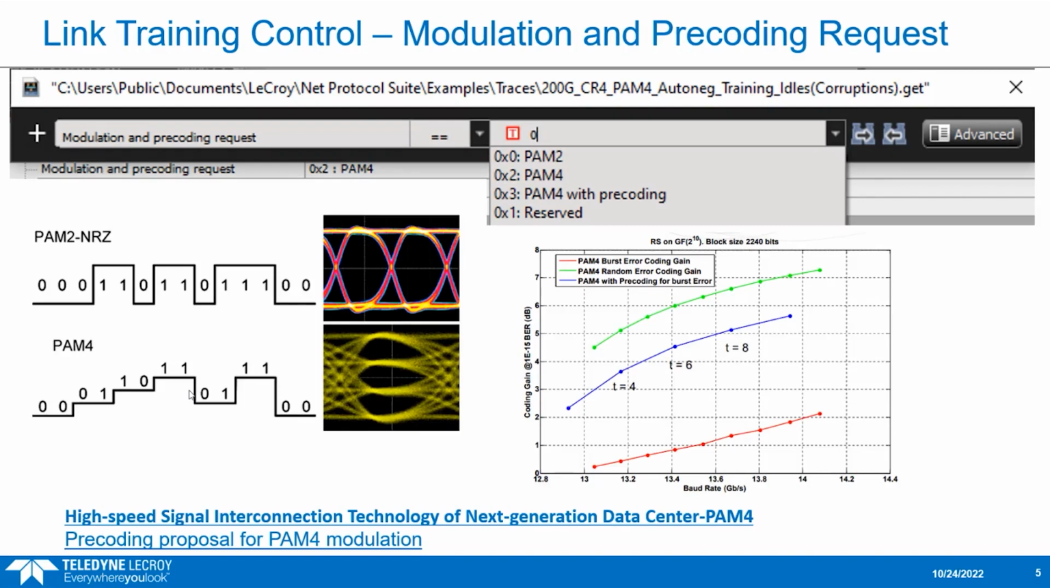The next field is the modulation and precoding request. This specifies whether it's going to be PAM2 or PAM4 or PAM4 with precoding. There's some more information on these web pages about these different settings, and you can see the different eye diagram. PAM2 is kind of similar to NRZ. We just have the 2 values, and PAM4. So this is where you could see the value of going from 3 to 0 and 0 to 3, because in either case, it's going to appear the same.